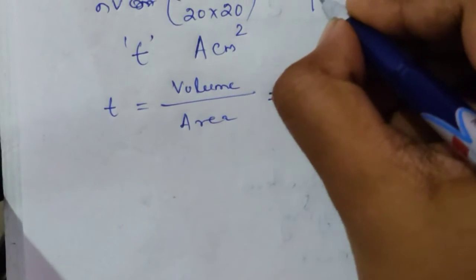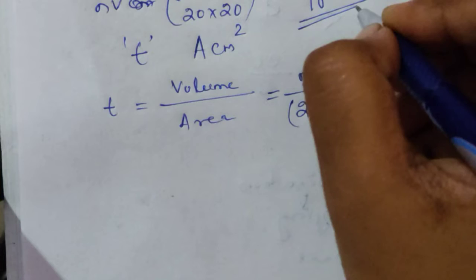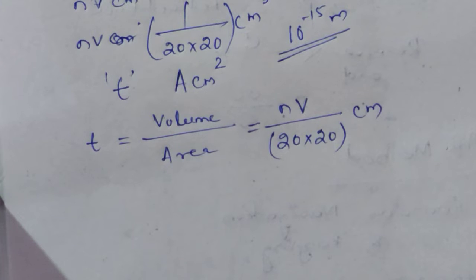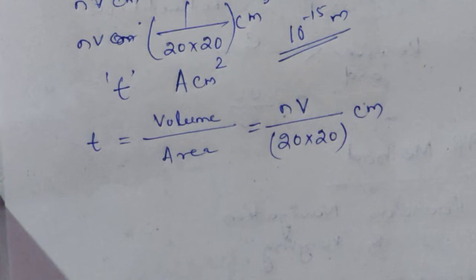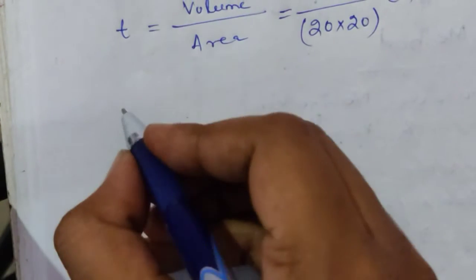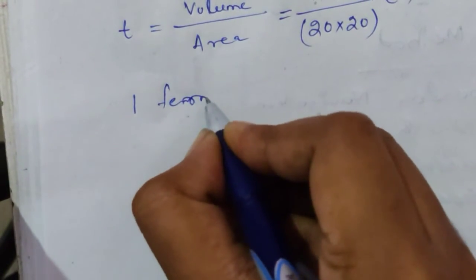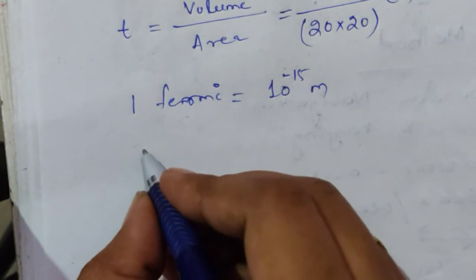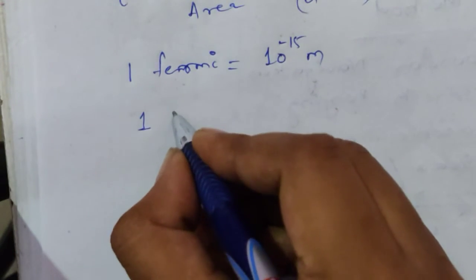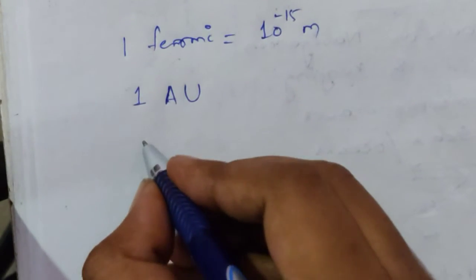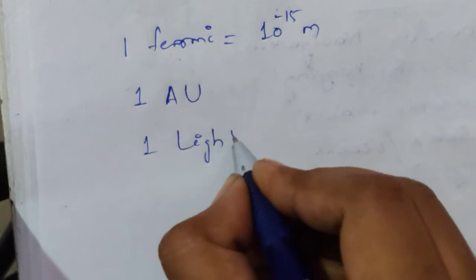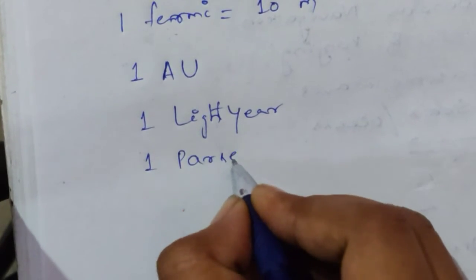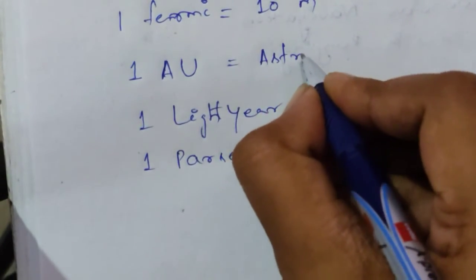Up to 10 to the power minus 15 meter we can measure by this method. Now there are several other units also through which we can measure the length of any substance. We have one fermi, which is equal to 10 to the power minus 15 meter. Next we have three important units: one is 1 astronomical unit, another is 1 light year, and another is 1 parsec.